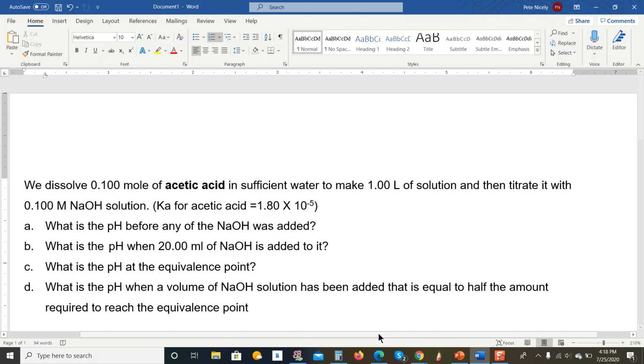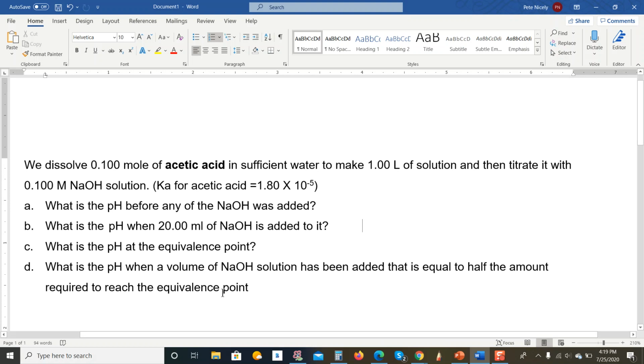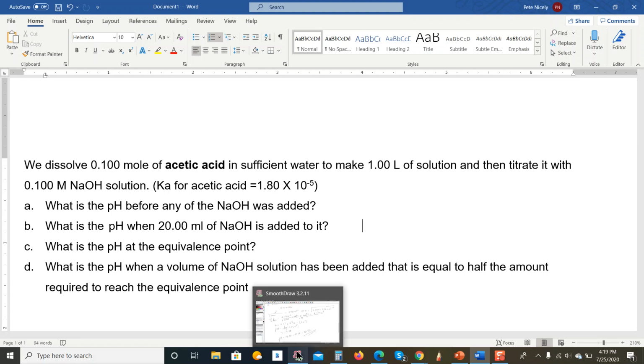So we're going to do the last part, the D part, in this video. And this question is asking, what is the pH when the volume of sodium hydroxide solution that has been added is equal to half the amount to reach the equivalence point? So we know from the previous problem that to reach the equivalence point, you need to add 1 liter of the sodium hydroxide. So halfway to the equivalence point, the amount of sodium hydroxide that would have been added at that point would be 500 mL.